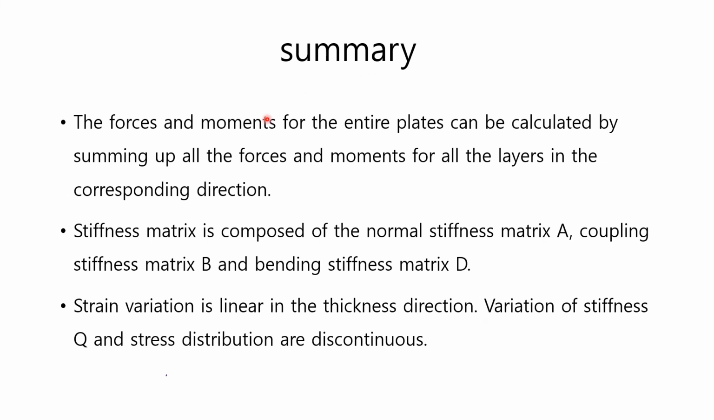Here we have a summary. The forces and the moments for the entire plate can be calculated by summing up all the forces and the moments for all the layers in the corresponding direction. The stiffness matrix is composed of the normal stiffness matrix A, coupling stiffness matrix B, and bending stiffness matrix D. Strain variation is linear in the thickness direction. Variation of stiffness Q and the stress distribution are discontinuous.